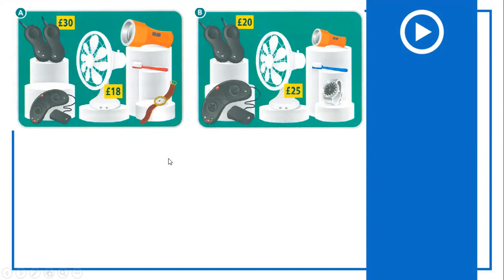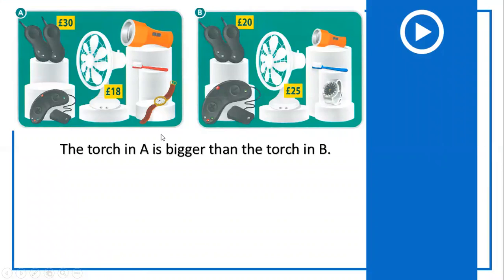Firstly, I want you to start with the torch. Look at this torch and then this torch. How are they different? Yes, in picture A it is a little bigger. So the torch in A is bigger than the torch in B.